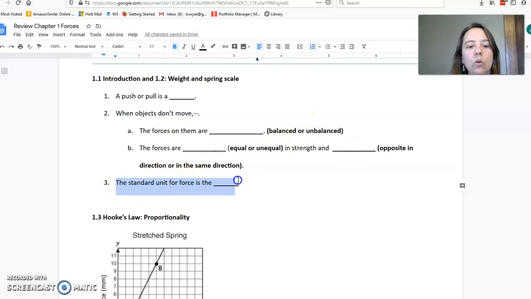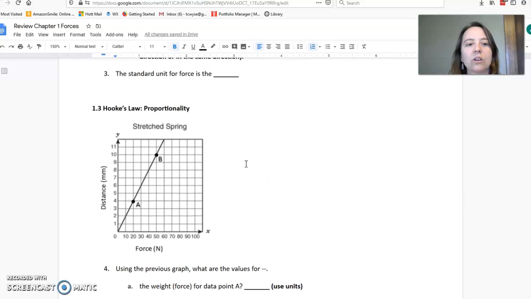Okay, and then in 1.2 we learned about the standard unit for force, and so you'll want to put that here. You can either look in your lab or in the book at 1.2. And we only have a couple questions per section.